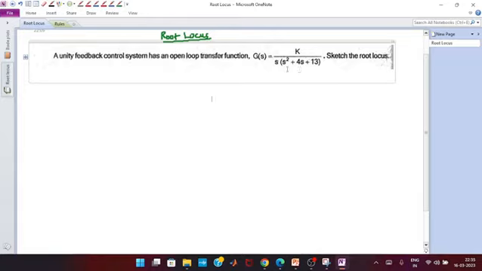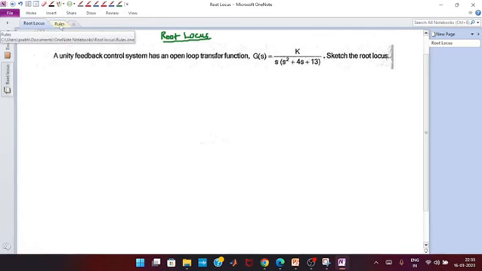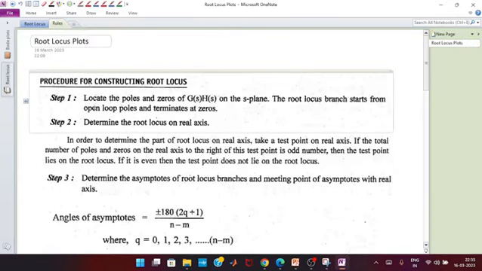Before we go to the root locus, please do follow the procedure. This is the procedure for constructing root locus, so you can go through it. I'll explain it step by step. Step number one is to locate the poles and zeros on the s plane, and root locus branches always start from open loop poles and terminate at zeros.